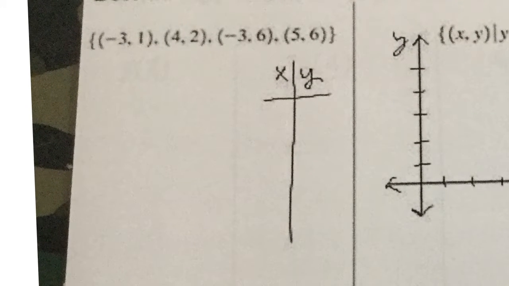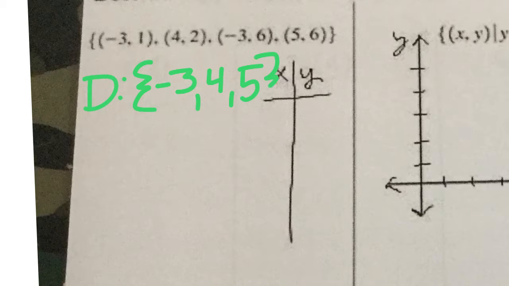So we start here with this relation. It gives me 4 ordered pairs. The domain is just the set of all x values that are used. So my domain here, I use -3, I use 4, and I use 5. So that would be my domain. Don't ever repeat a number in the domain. Even though -3 occurs twice, we only list it once.